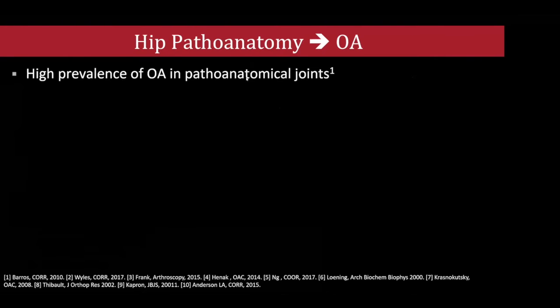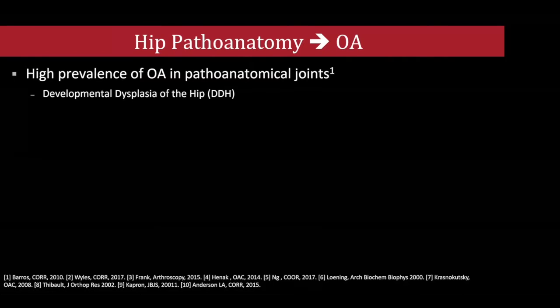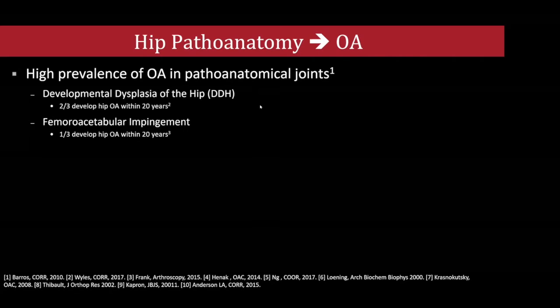We recognize that there's a high prevalence of osteoarthritis amongst pathoanatomical joints. In the case of the hip, for developmental dysplasia, it's been estimated that two-thirds will develop hip OA within 20 years if left untreated. And for femoroacetabular impingement, a more recently described abnormality, it's been estimated that one-third will develop OA within 20 years. Looking at these numbers, the natural tendency is to say, yes, pathoanatomy causes hip OA, right? There's certainly supporting evidence for that.